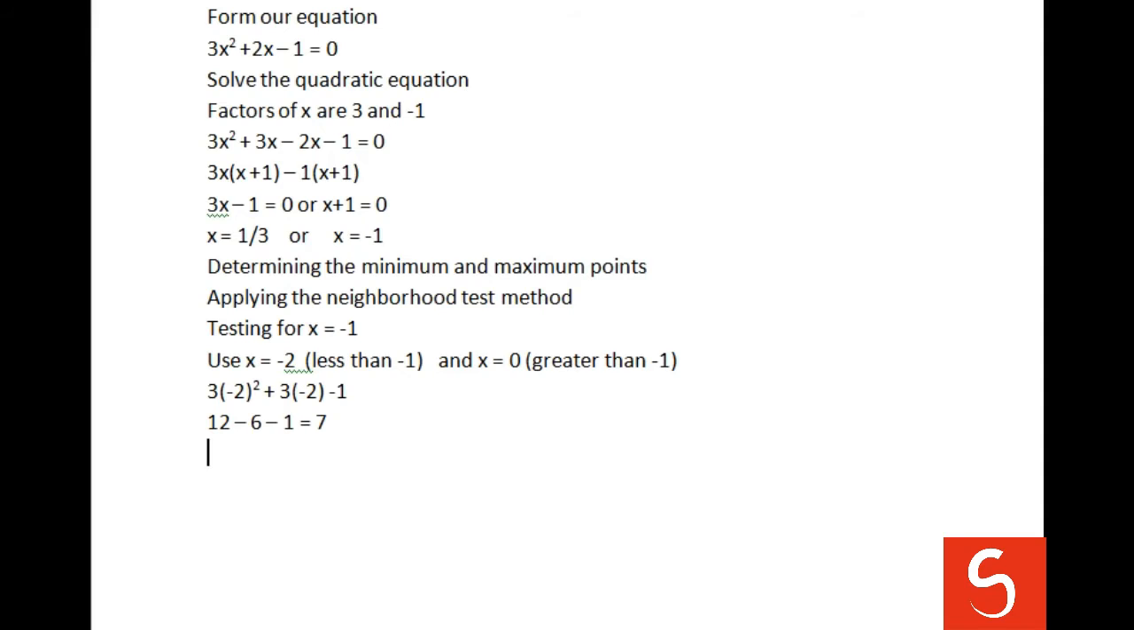So we test for the greater than, we test for x equals 0. To do that, we have 3 times 0 squared, plus 3 times 0, now minus 1. We see everything is 0, and we're left with -1. So we see that the sign changes from positive to negative. So we say for x equals -1, the sign changes from positive to negative.